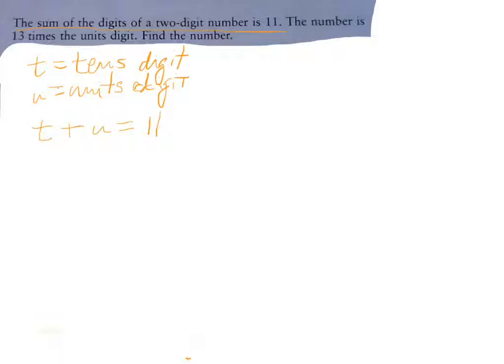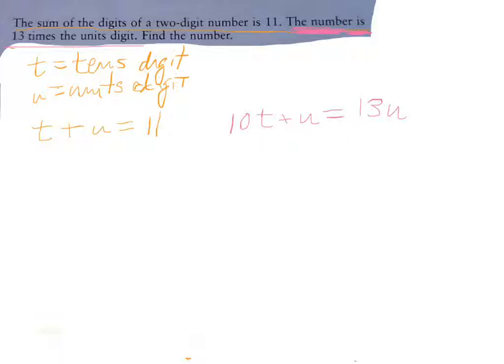Let me change pens here. Let me change to a yellow. And it says the number is, okay, when it says the number, remember back on the first page, it's meaning 10t plus u. When it says this word is, equals 13 times the units digit, 13u. So now you have your two equations.